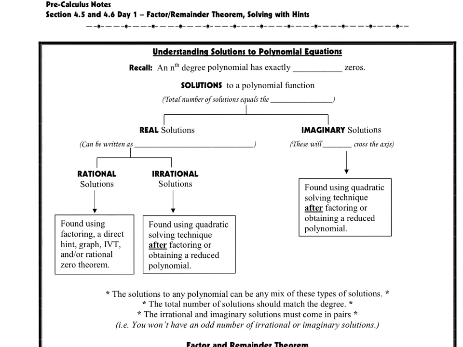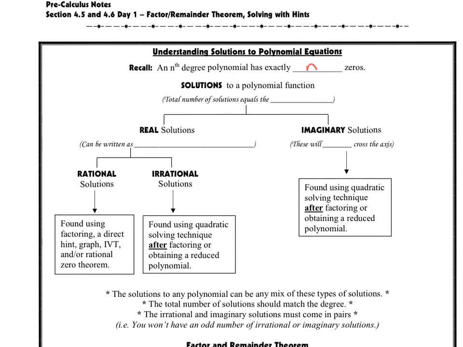In this video, we're going to talk about understanding the solutions to our polynomial equations and then also the factor and remainder theorem. So we're going to start up here at the top. First thing we want to think about is the fact that a polynomial that's of an nth degree will have exactly n zeros.